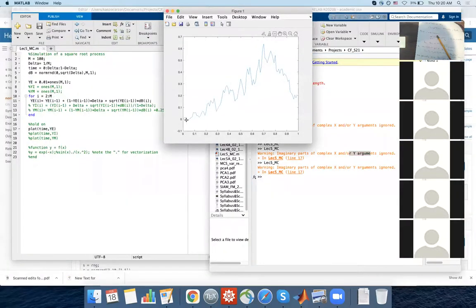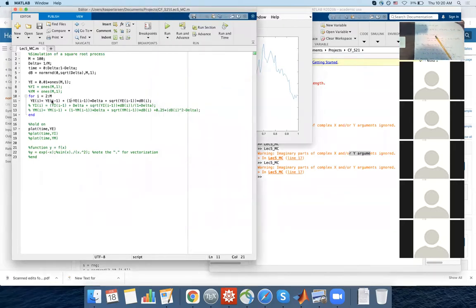And this is when you get down below 0, taking the square root, you're going to get a negative number. You're going to get a complex number when you take the root of something negative. And you see the Euler scheme has a hard time doing that because there's nothing that prevents it from going negative. So this is the explicit Euler scheme.